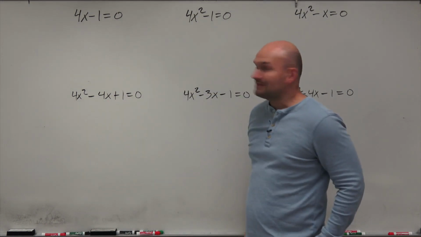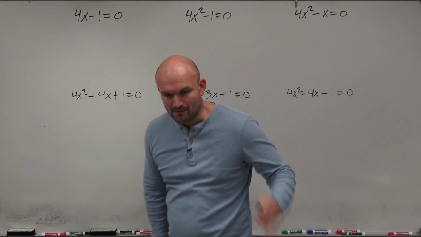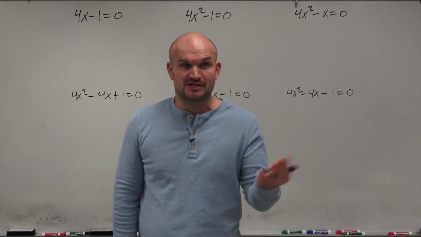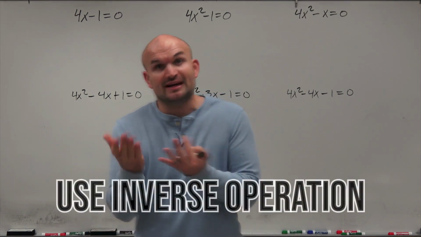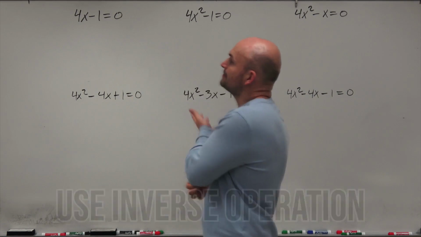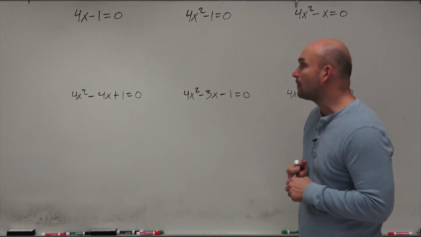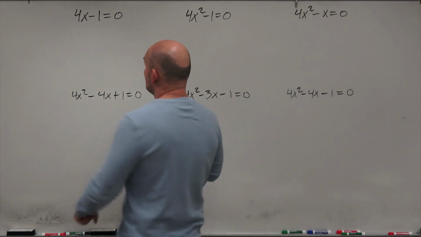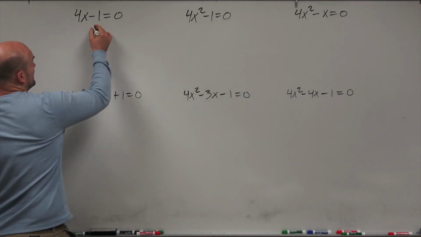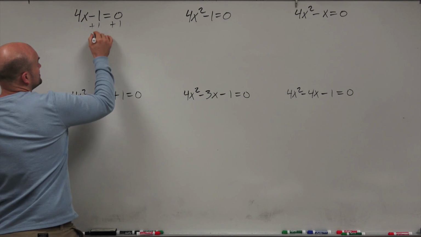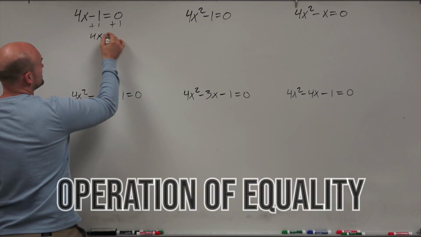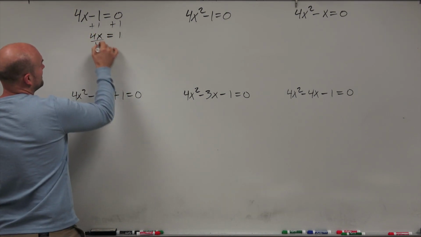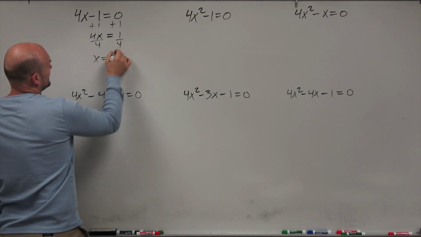In this first example, I have a linear equation, 4x minus 1. Now, when we want to solve linear equations, typically the first thing we learned is to use our inverse operations, right? To undo what is happening to the variable. So in this case, I have a 4x minus 1. That means my x is being multiplied by 4 and subtracted by 1. So to apply my inverse operations to solve for x, I'm going to add a 1 to both sides, right? Use your inverse operations and then operations of equality. And then I'm going to divide by 4. So therefore, I get x equals 1/4.